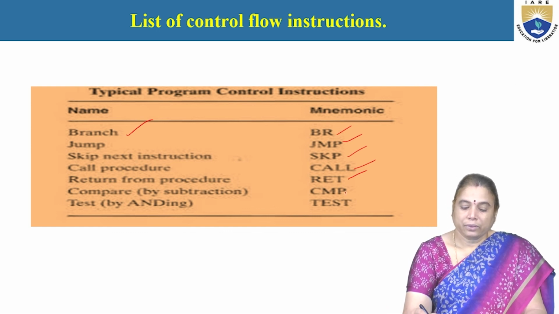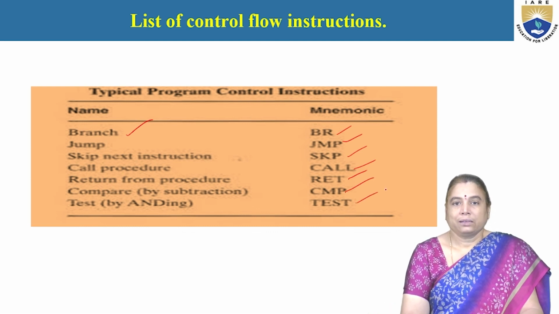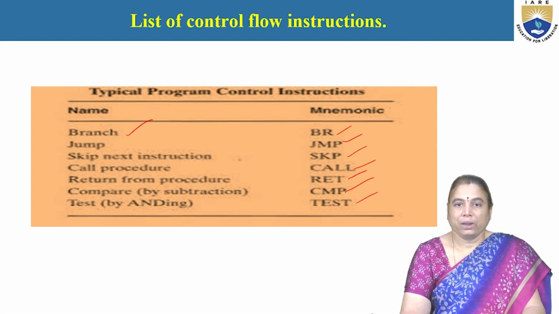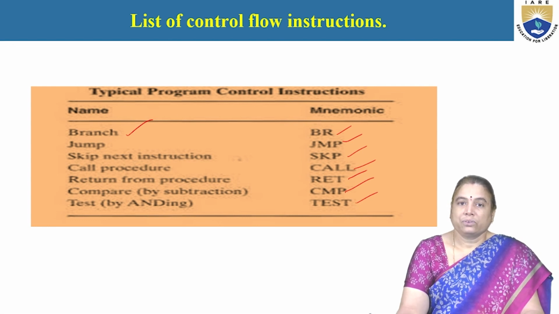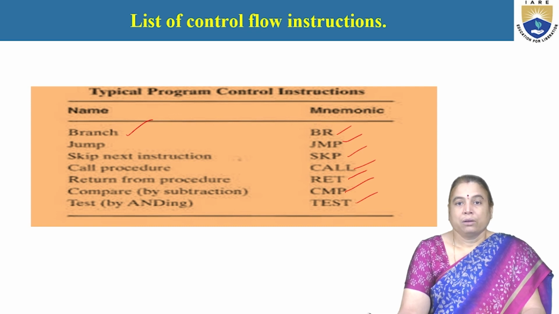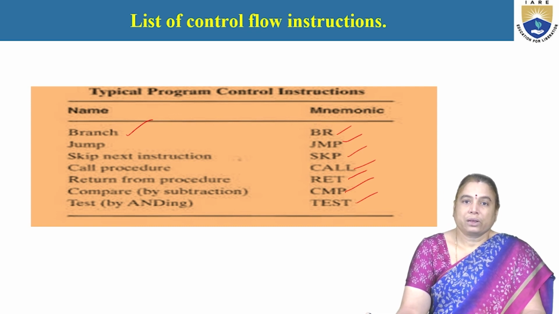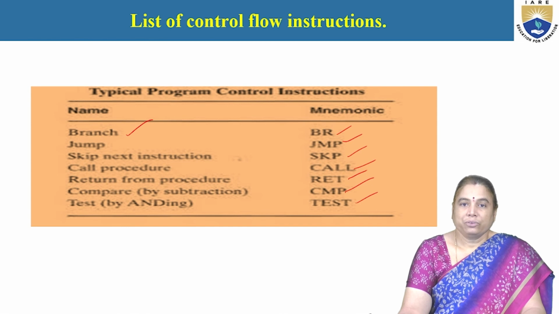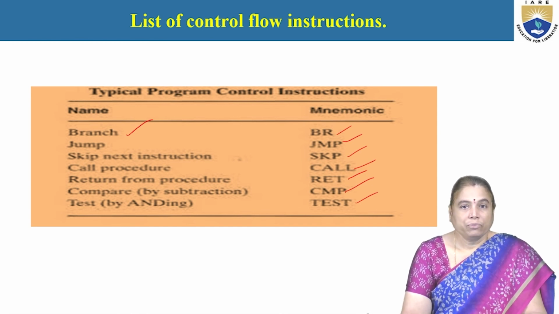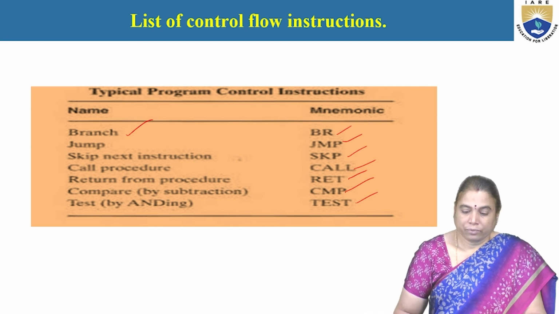Compare, CMP. Test, TEST. Here the test can be performed. Conditional branching can be activated with the help of the status register bits. Four status register bits are generally used: Z represents zero, C is for carry, V for overflow, and S for the sign bit.